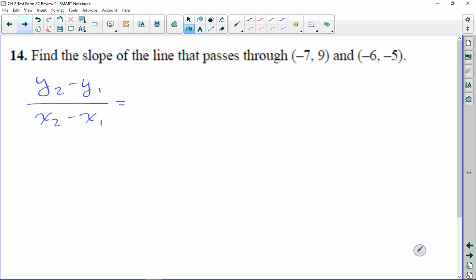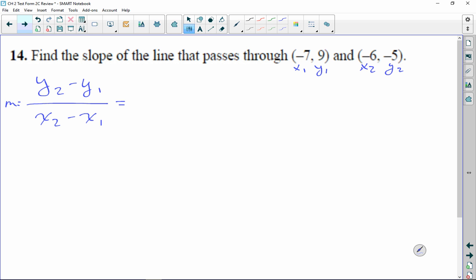Slope formula, right? And then I want to label the points. Okay, now, you guys remember me telling you what's the biggest mistake that everybody makes? You've got to keep your minus separate from your negative sign. Everybody clear on that?